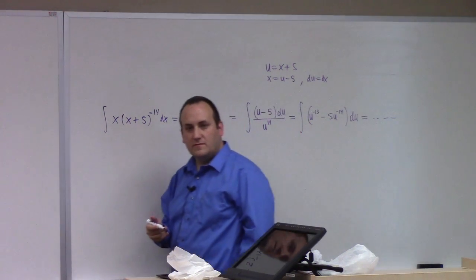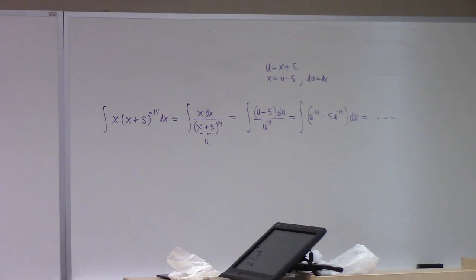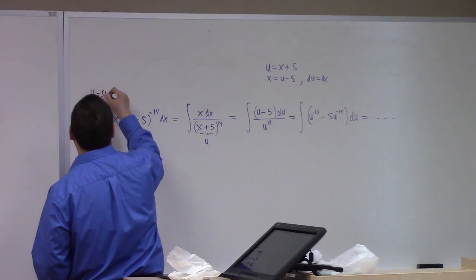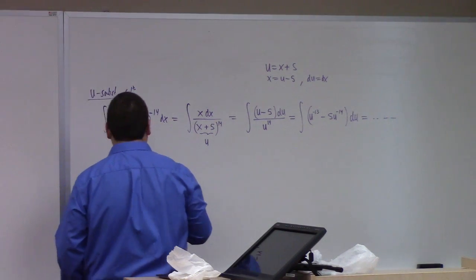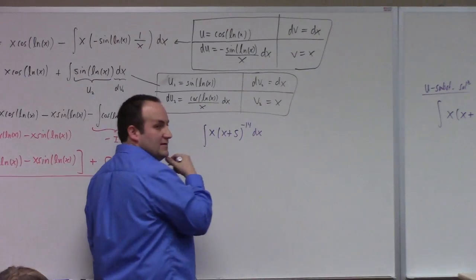So that's my default for this problem, I wouldn't use integration by parts, but maybe integration by parts is nicer. But how's that help us? So this is just a u substitution solution. However, this is in the integration by parts section, so it makes you wonder, right? Let's see here, x times x plus 5 to the minus 14 dx. Now, what did you make u and what did you make v?